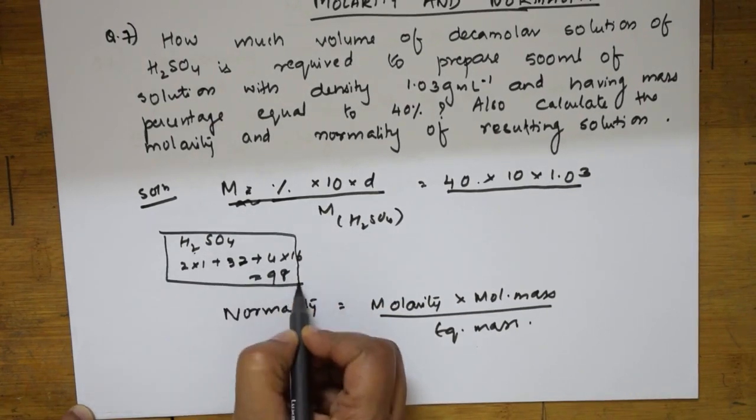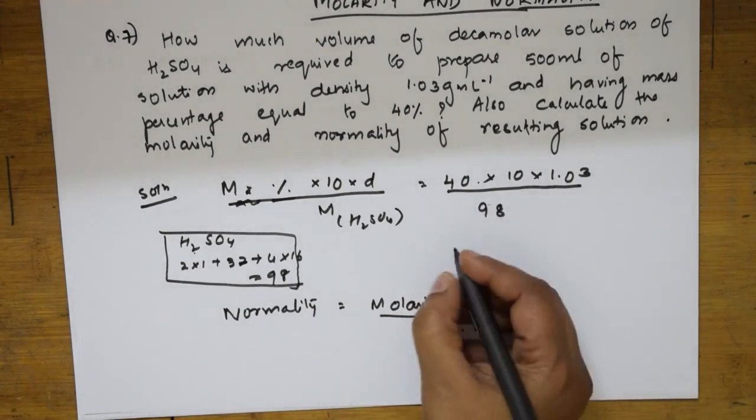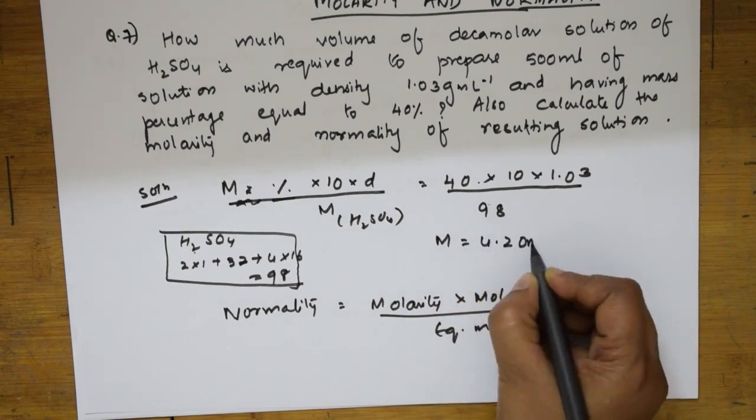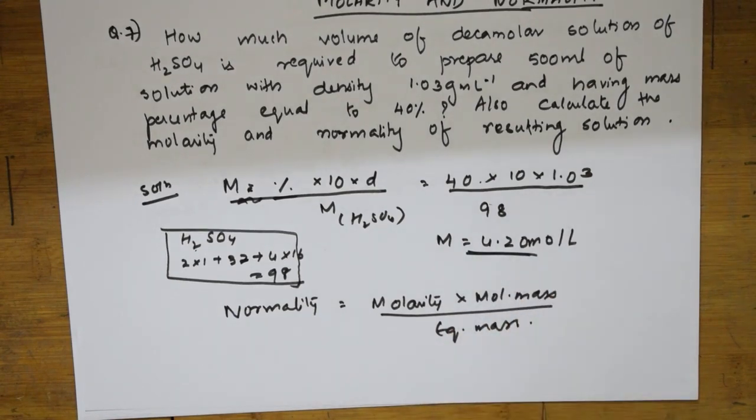This is okay. Yes, now substitute the value here. You get 98 gram per mole. When you divide this whole thing, you get an answer of 4.20 mole per liter. Okay, this is over. Your molarity value you've got. Fine. So now one more thing.